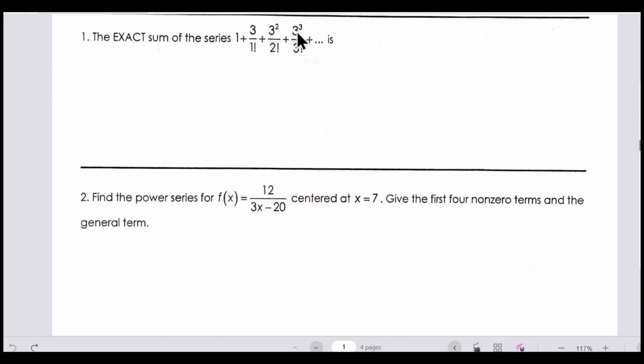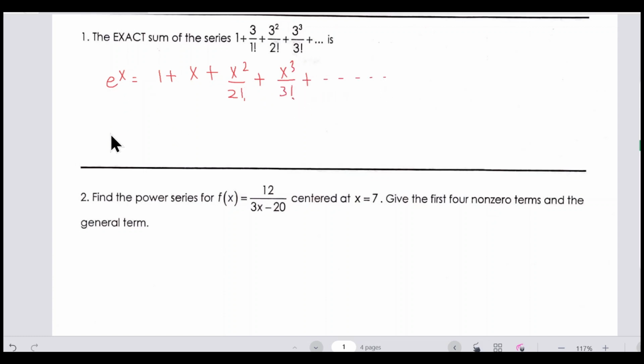And the exact sum of the series. Okay, what does this look like? To me, it just looks like the Maclaurin of e raised to x, that series when x is 3, because we know that e raised to x is given by 1 plus x plus x square over 2 factorial plus x cube over 3 factorial and so on.